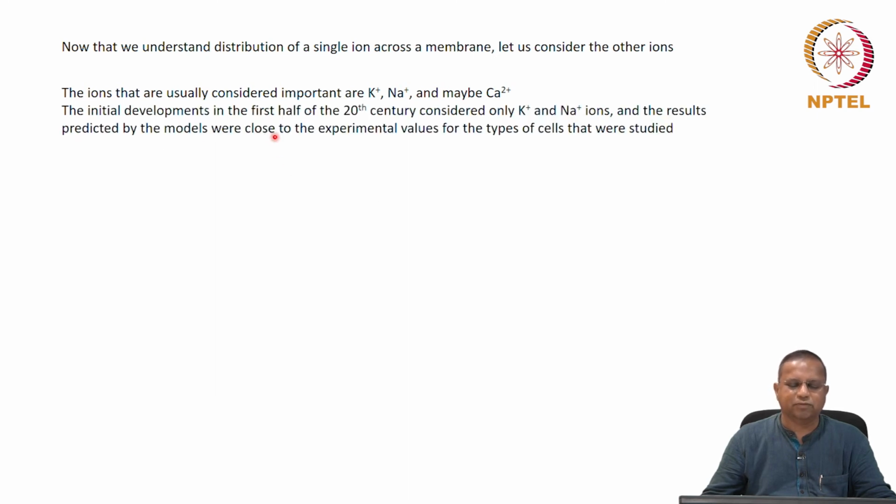So the initial developments in the first half of the 20th century considered only potassium and sodium ions, and the results predicted by the models were close to the experimental values for the type of cells that were studied. That's the reason. This is a good enough model.